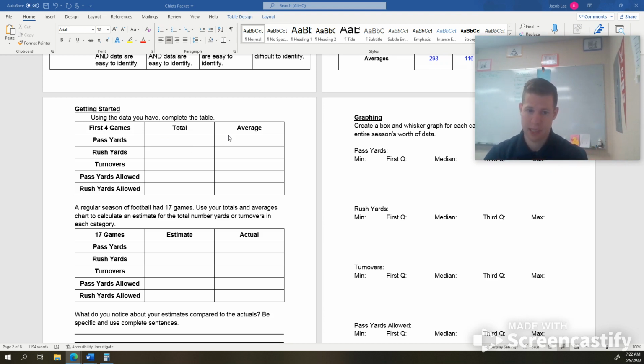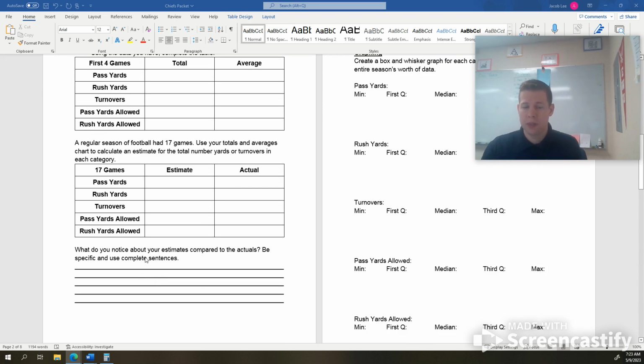The second table here is asking you to estimate, based on your averages here or based on your totals here from 4 games, had they been able to continue at that rate, what would their estimate be? What would you predict for them to have in each of those categories? And then look back and see what was their actual in each category.